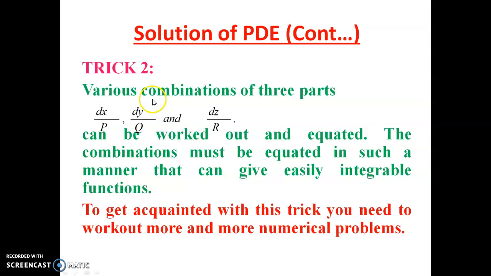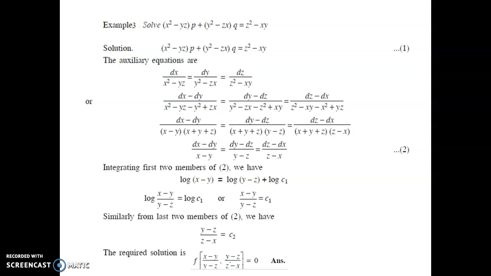It is not that in every problem the combination will be the same. You have to look into the problem and you have to make the problem in such a way that integration can be obtained easily. For example, in this case, the coefficient of small p is capital P, this is capital Q, and this is R. So the auxiliary equations are dx by P, dy by Q, dz by R.